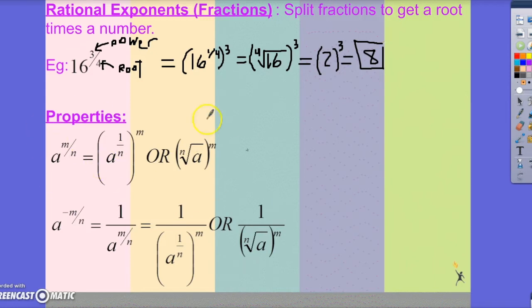Now, we just did that in this setup here, a to the m over n power, a to the 1/n to the m. That's the step here, or these two match up here. So this is the same as this. This is the same as this before I evaluate it. Now what happens if it's a negative fraction? Negative, if you remember from before, it flips to the denominator. The same thing follows suit. This is the same here in the denominator. This is the same here in the denominator.